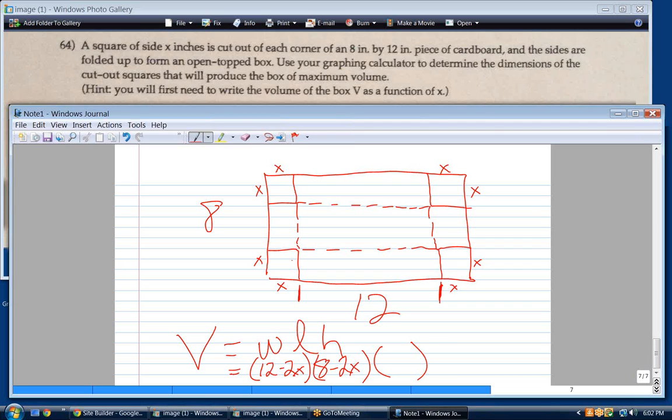And what is the height of it? I don't know, x. In other words, this height from here to here is going to be the height of the box, right? Because I'm going to fold this flap up. This flap over here is the same height, x. This flap here is the same height, x. So the height is just x.